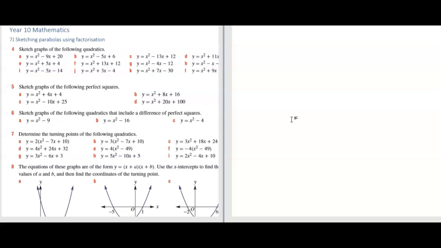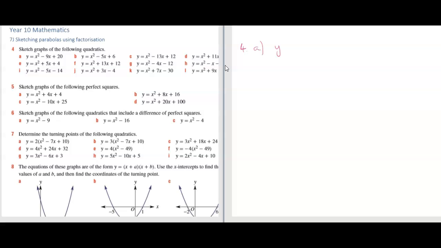Okay, so I've chosen to start at question 4 just because they're a little bit harder than the ones before. I'm not going to do every single question because you know how to factorise. It's now just using this information to sketch your quadratic. So you need to be able to do this by hand, but obviously you've done a lot of work on your CAS calculator already, so hopefully you know how to sketch these on your CAS.